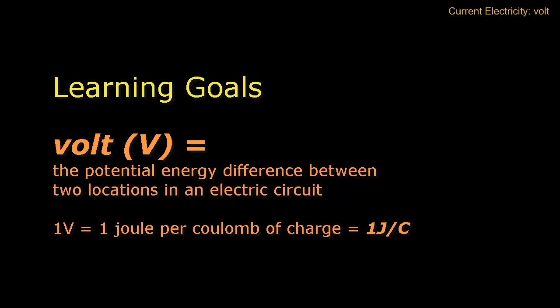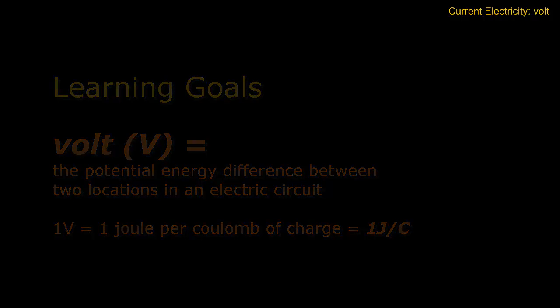So today we're going to take a look at the volt, which is the potential energy difference between two locations in an electric circuit. We're going to compare that first of all to another source of potential energy, gravity. So first of all we have the ground, and on the ground a stone.